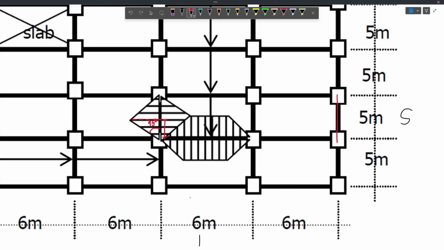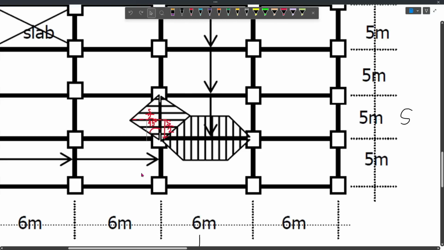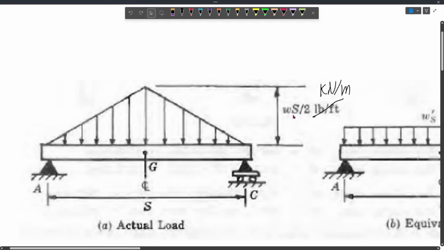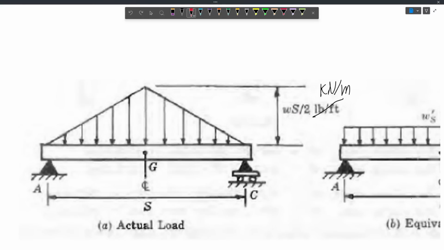Kasi, diba, this is S. So, this will be S over 2. And so, this will also be S over 2. Kasi ito yung dalawang legs. Ito, saka ito. And so that's why yung value ng load natin is WS over 2. Now, don't be confused dito.